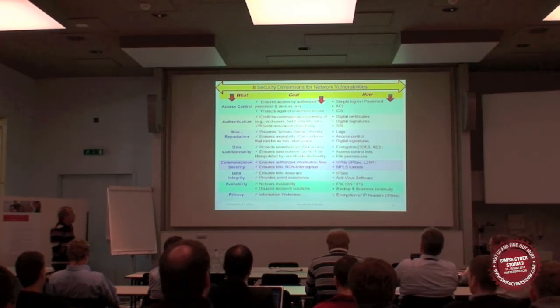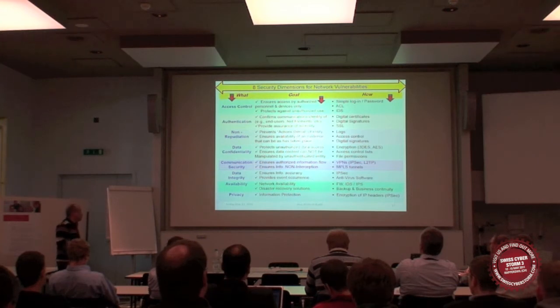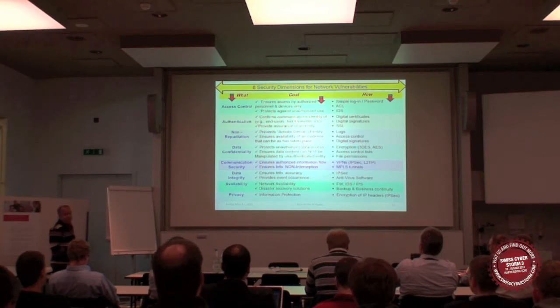For non-repudiation, data confidentiality, communication security, data integrity, and availability, all these 8 dimensions should be considered very carefully as network vulnerabilities. So the goal is explained here, and how to do it.